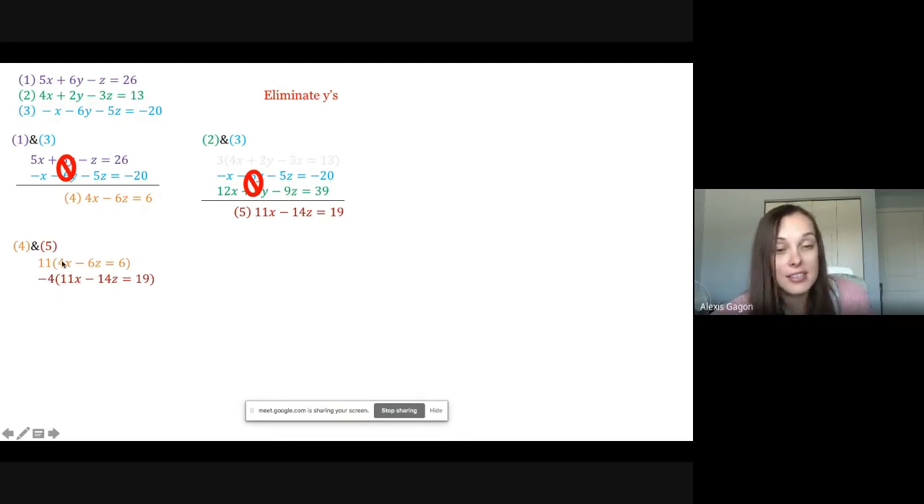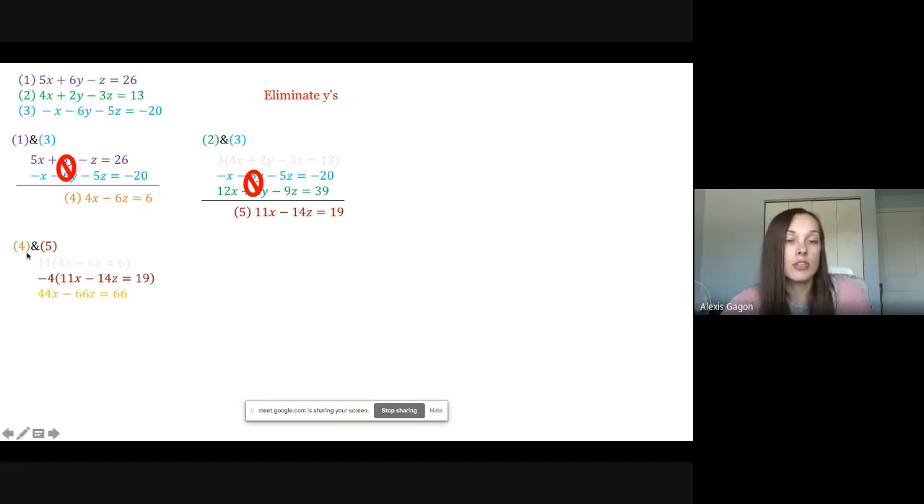Because what that's going to do here, if I multiply this by 11, that's going to give me 44x right there. If I multiply this by negative 4, that's going to give me a negative 44x. So if there's ever a time that you don't know how to eliminate it, just take whatever number is on the bottom, multiply it to the top, negate the top number and multiply it to the bottom. Okay.